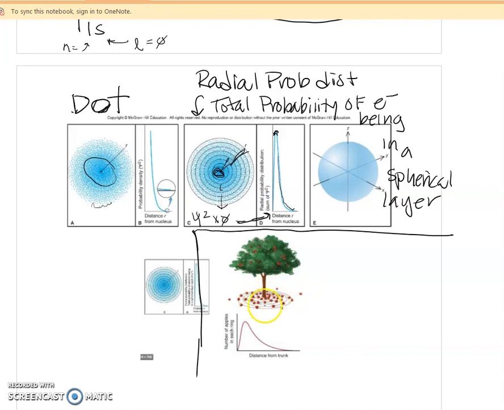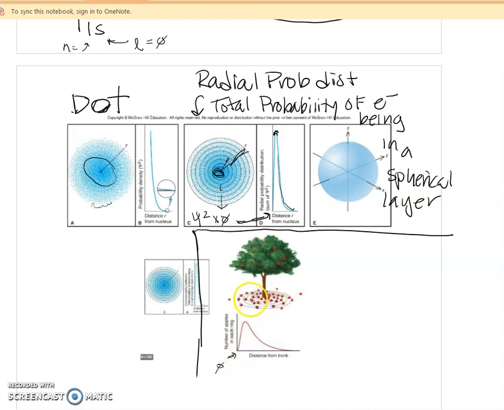So what you do is you mark with rings all around the trunk, and they're going to be equally spaced, and then we're going to count the number of apples in any given ring. Now notice by the trunk there should be no apples. So this is where our volume is 0, just like we talked about the nucleus before. So that's the 0 for our curve. Right by the trunk there should be no apples.